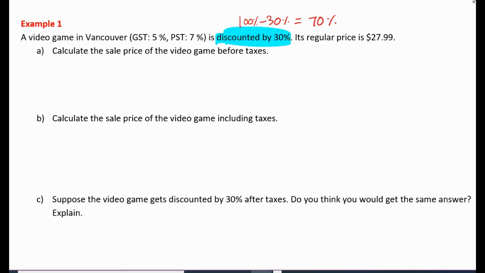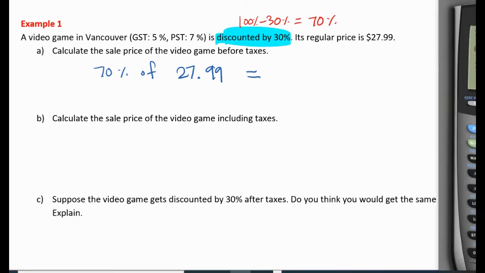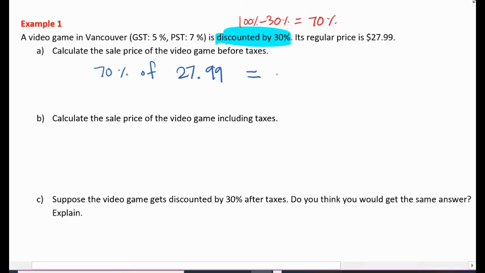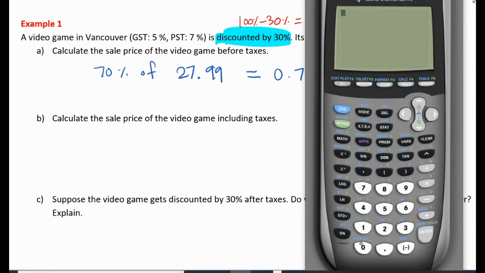So we are going to find 70% of $27.99. Okay, so 70% of $27.99. So everyone, that is 0.70 times $27.99. Let's calculate it. 0.7, you can omit the 0, times 27.99.